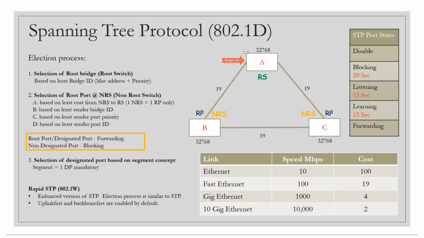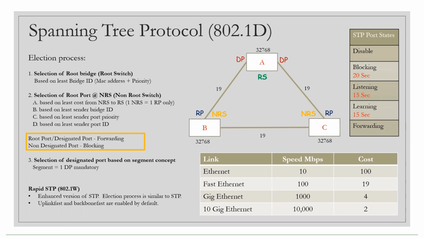So our DP ports will be, let me just mark that, hold on, yes, the top one right next to A. And if you look at the segment of A and C, then again your DP port will be the top one right next to A, because your bottom one is the RP. So you need to have at least one DP in a segment.